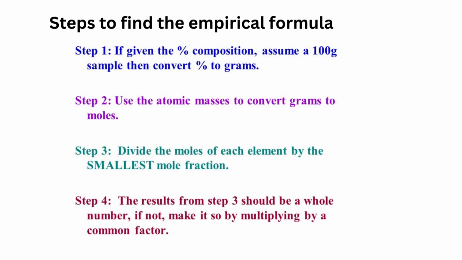Steps to find the empirical formula. Step 1. If given the percentage composition, assume a 100-gram sample, then convert percentage to grams. Step 2. Use the atomic masses to convert grams to moles. Step 3. Divide the moles of each element by the smallest mole value. Step 4. The results from step 3 should be whole numbers. If not, make it so by multiplying by a common factor.